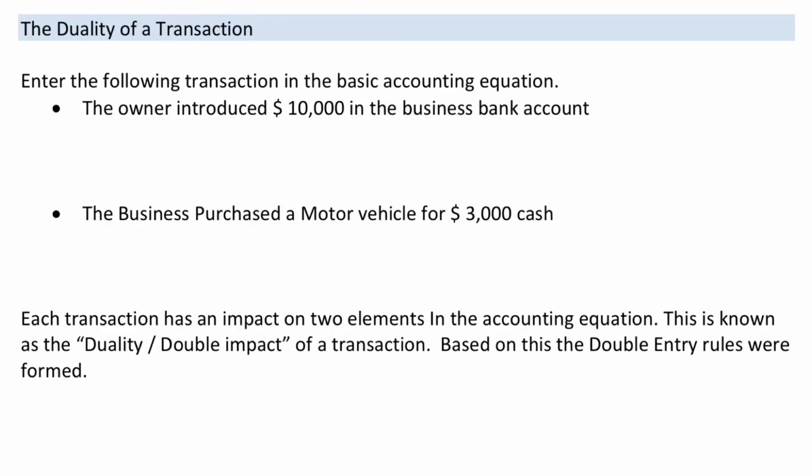We have an effect of a transaction which we call the duality of a transaction. Now on screen you have two transactions. So take your writing pad and write down the impact of these two transactions in the basic accounting equation. When the owner introduced $10,000 into the business's bank account, the bank in the business will increase by 10,000. And on the other hand, the capital of the business will also increase by 10,000.